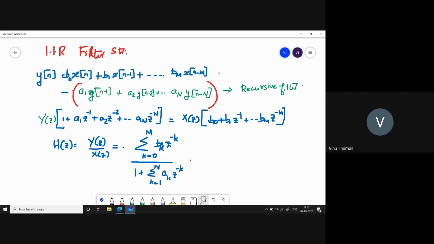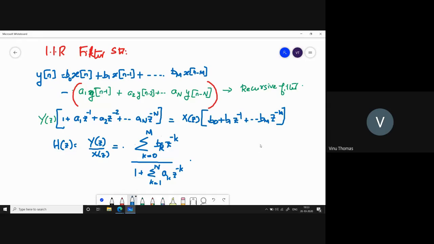So what does the order of the filter indicate in practice? How can you relate that to the hardware for implementing the filter? That will be the time delay elements that we need. And each time delay element constitutes a memory location, right? That we had seen in the previous class. Each time delay location actually constitutes a memory element.